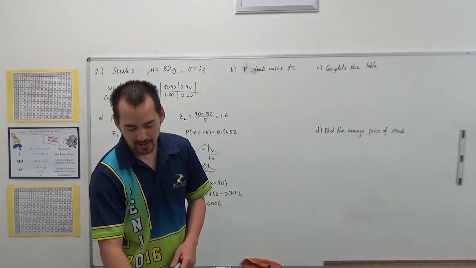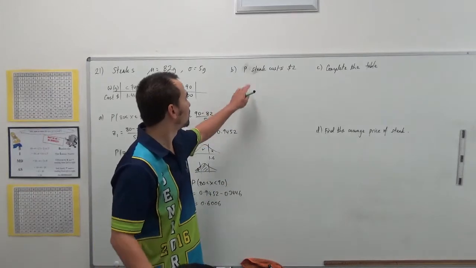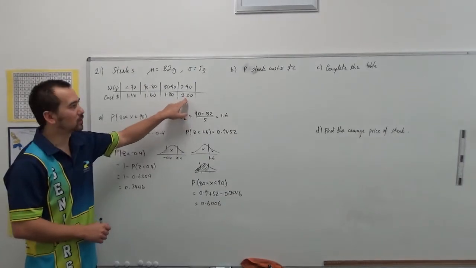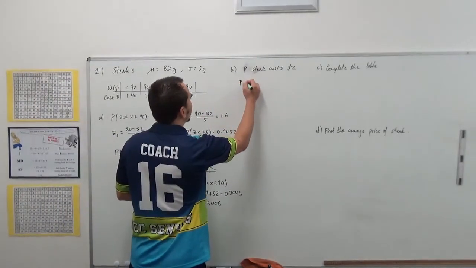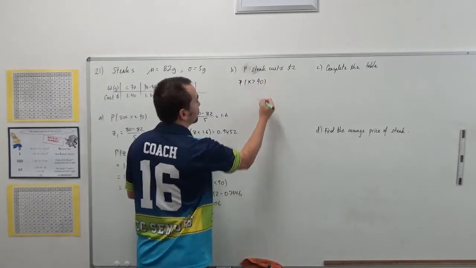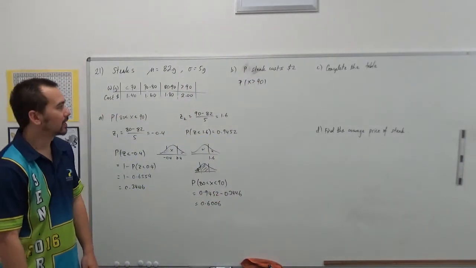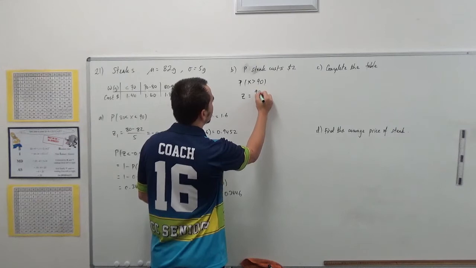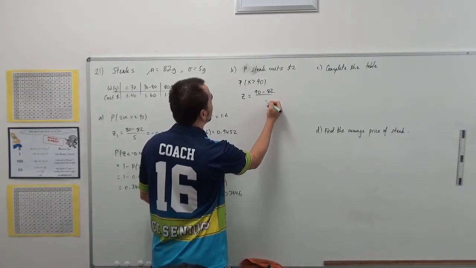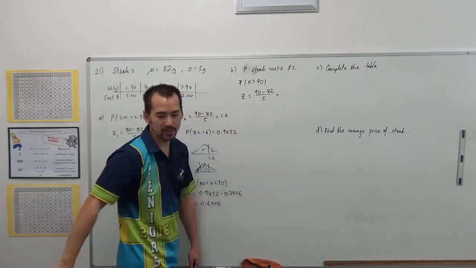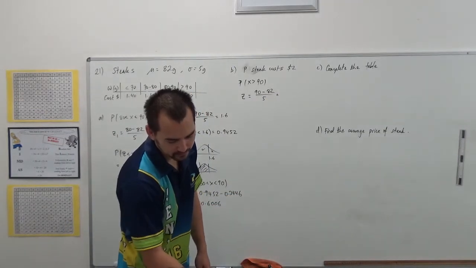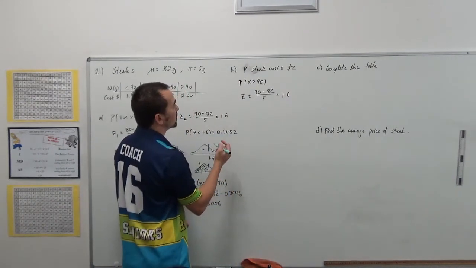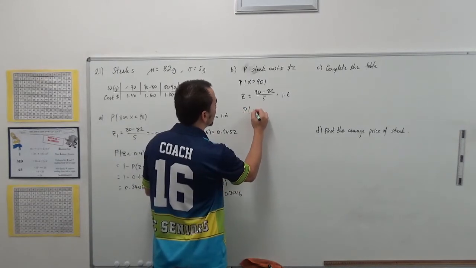Okay, let's do part B. We're going to find the probability that a steak costs $2. Well, $2 is here, so it's really asking us to find the probability that x is greater than 90. Let's try and do this one really quickly. Z is equal to 90 take away 82, divide that by 5. What's our Z score? 1.6, good. And so we want the probability that Z is greater than 1.6.